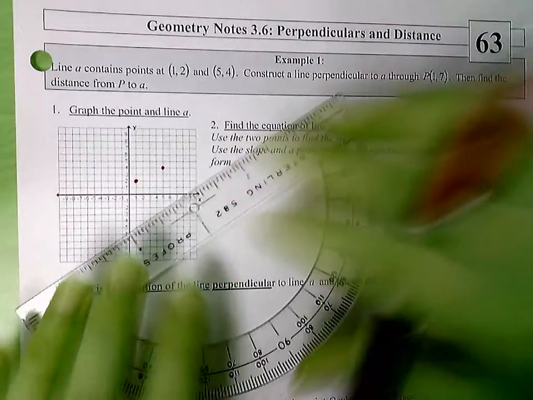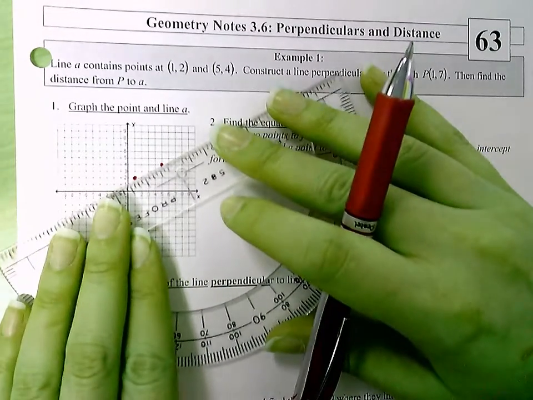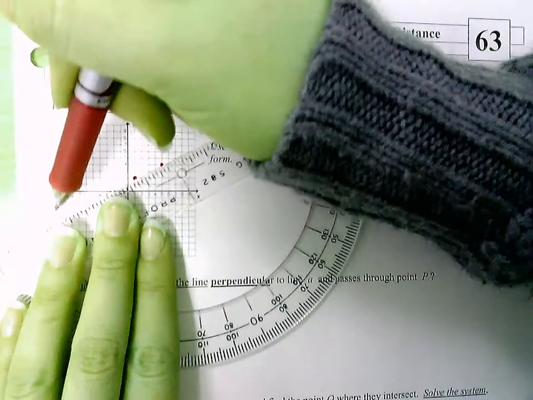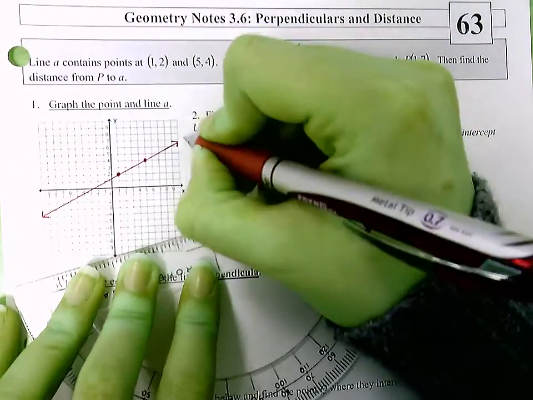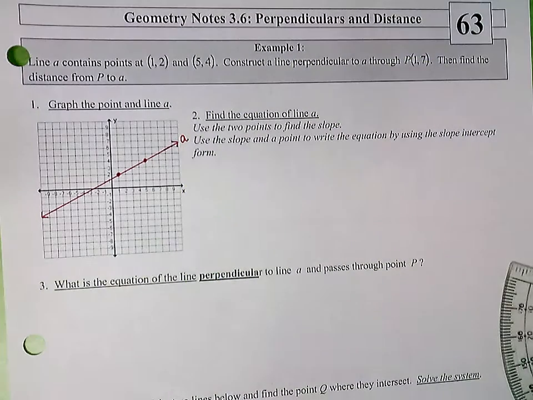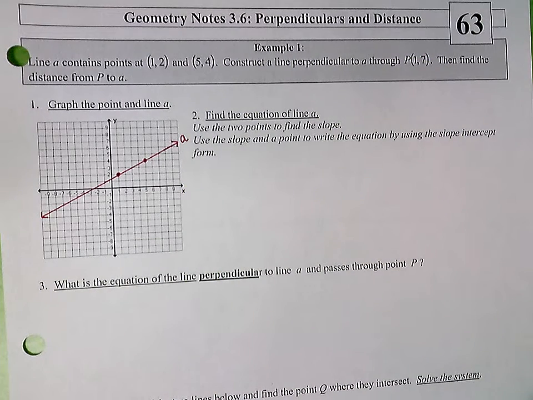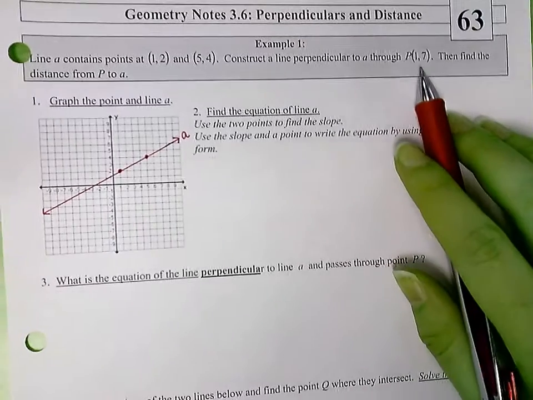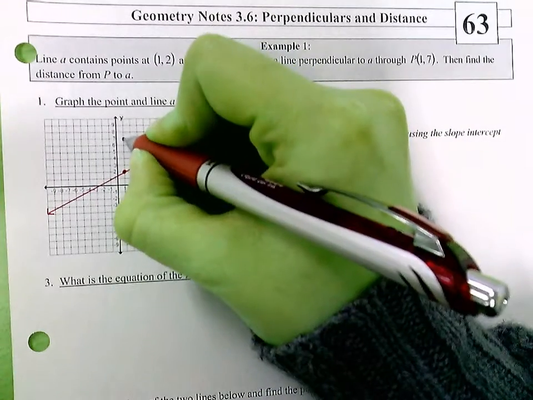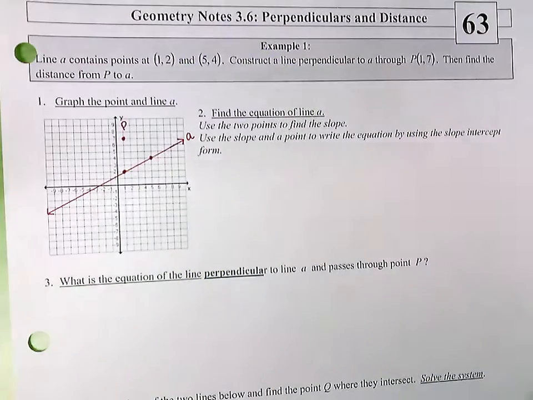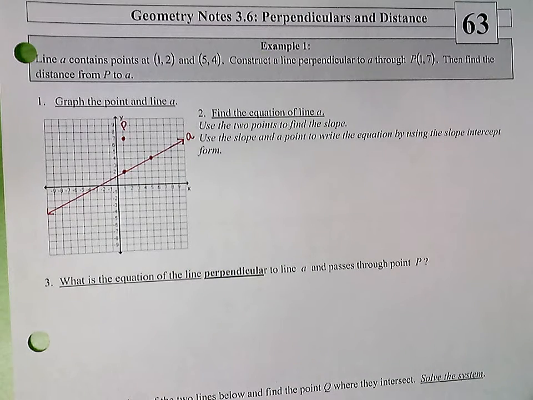All right, so now I'm going to connect these 2 points. Okay, so that line that I formed is line A, so I'm going to label it line A. Now, if you didn't plot point P, you should plot point P. That's at 1, 7. Okay, and I'll label that point P.